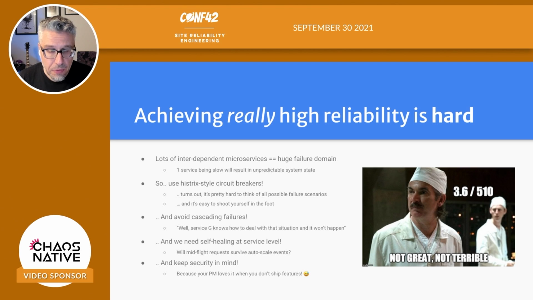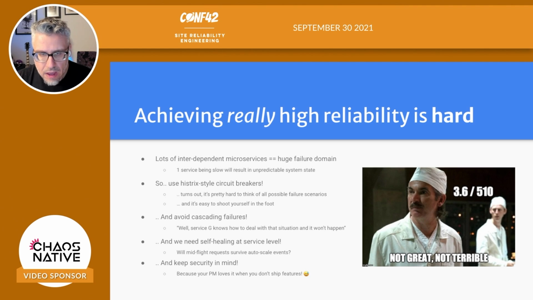So the usual approach to solving this sort of thing is to say, well, we're just going to employ circuit breakers everywhere. But as it turns out, with circuit breakers, it is really easy to shoot yourself in the foot as well, and they're notoriously difficult to configure and get right. It's not that circuit breakers are difficult to implement, it's that getting them right is actually really hard.